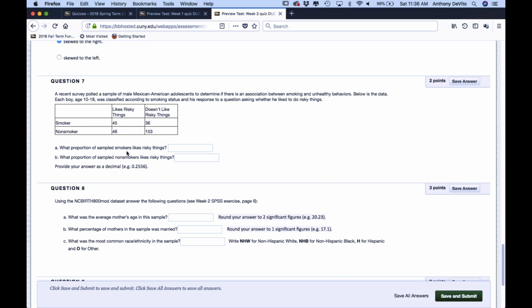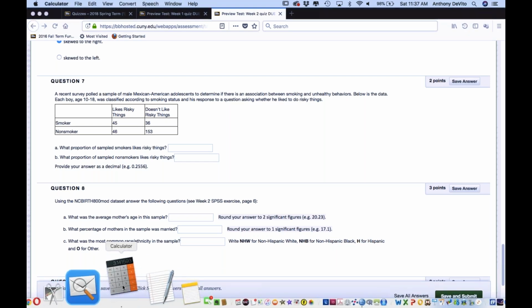What proportion of sampled smokers likes risky things? Okay, so let's see. How many smokers are there anyway? There's 45 and 36. There are 81 smokers, right? So we have 81 smokers, and of those 81 smokers, 45 of them like to do risky things.